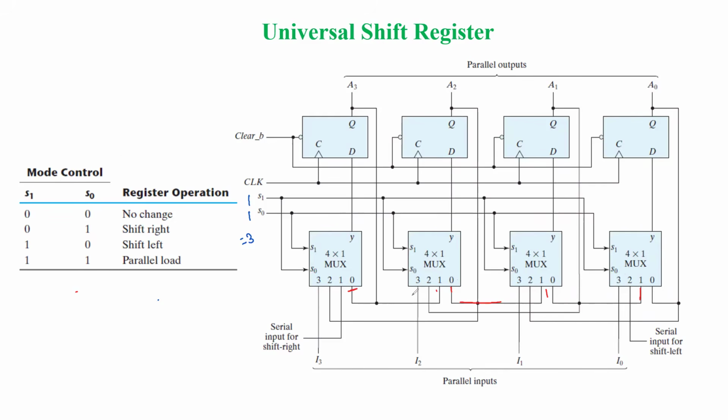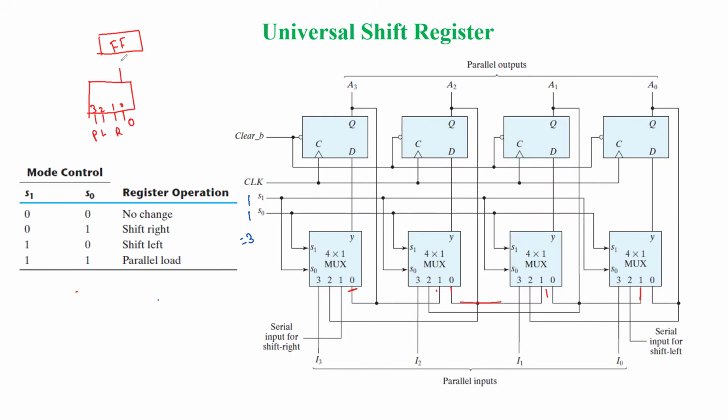Like this, we can make the connection, and the same selection line is given. Finally, on the basis of this selection line, we are going to provide the input to the multiplexers, to a particular pin. Port 0 doesn't have input. Port 1 has the input for the right shift. Port 2 has the input for the left shift, and port 3 has the input for the parallel load. On the basis of that, we'll get the output, and that output is given to the flip-flop.